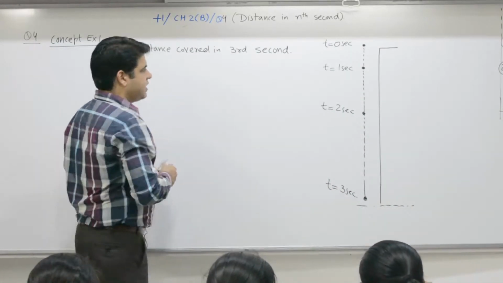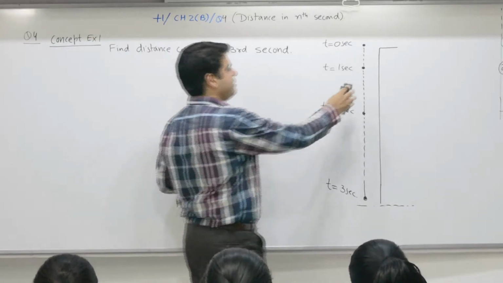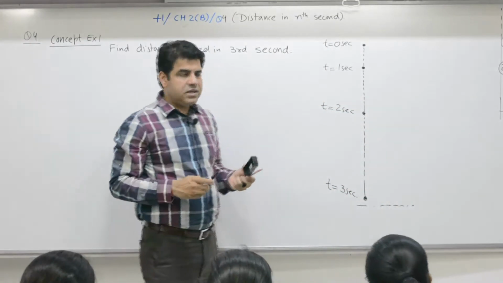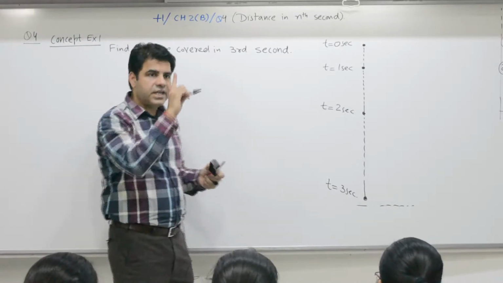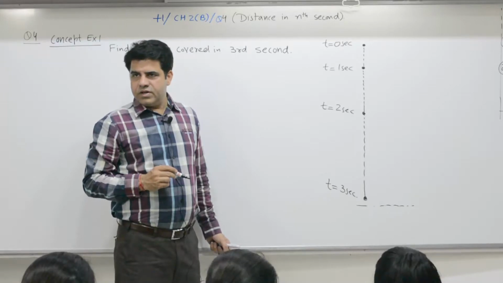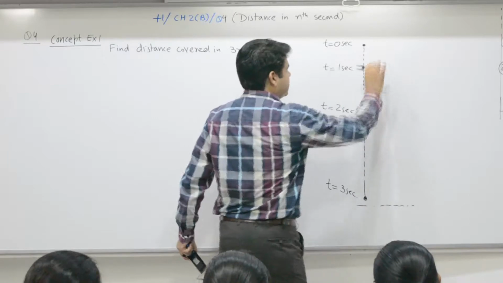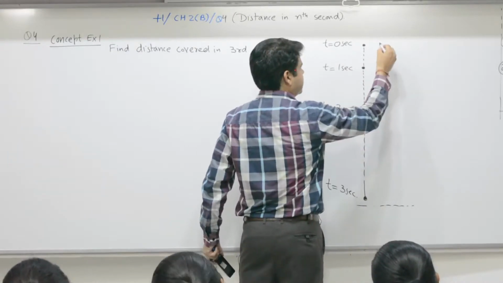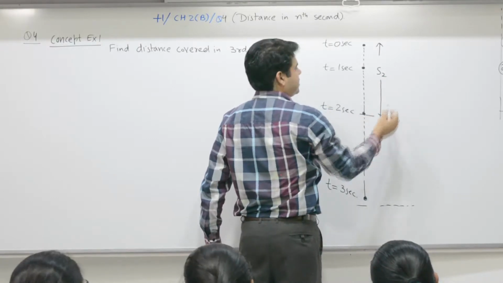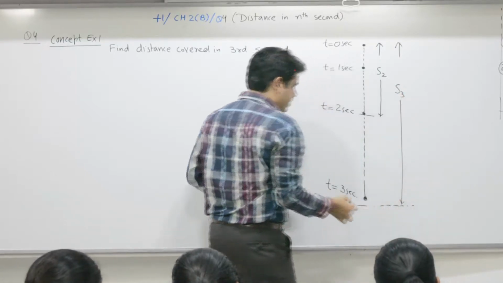Distance covered in the third second. Let us first understand what we mean by this before we take up the derivation. Distance covered in the third second, not 3 seconds. This is the distance covered in 3 seconds, and this is the distance covered in 2 seconds. S2 represents distance covered in 2 seconds. S3 represents distance covered in 3 seconds.